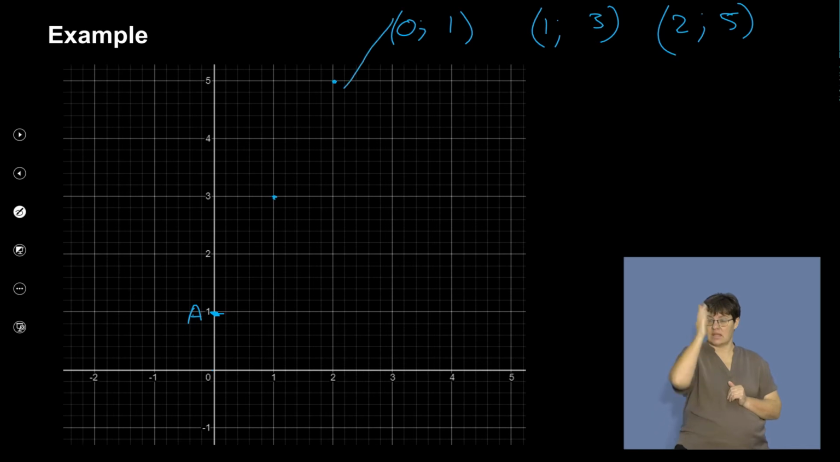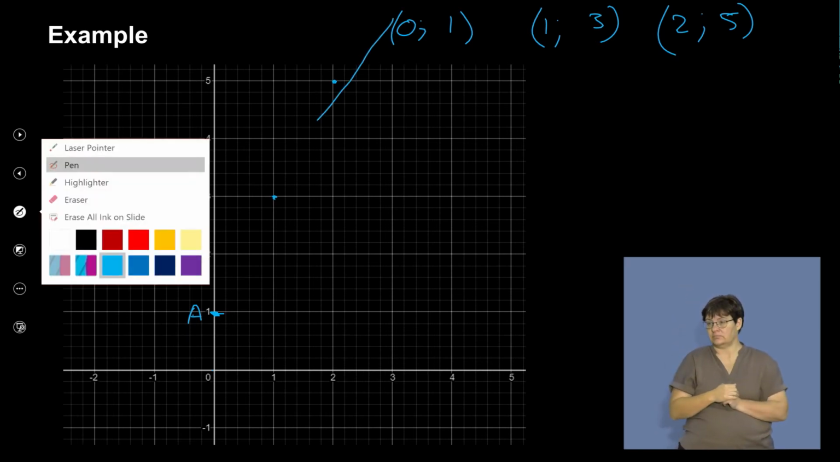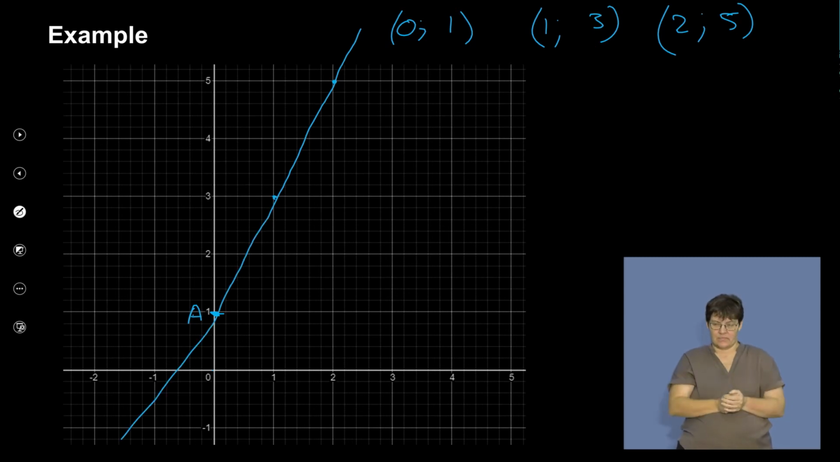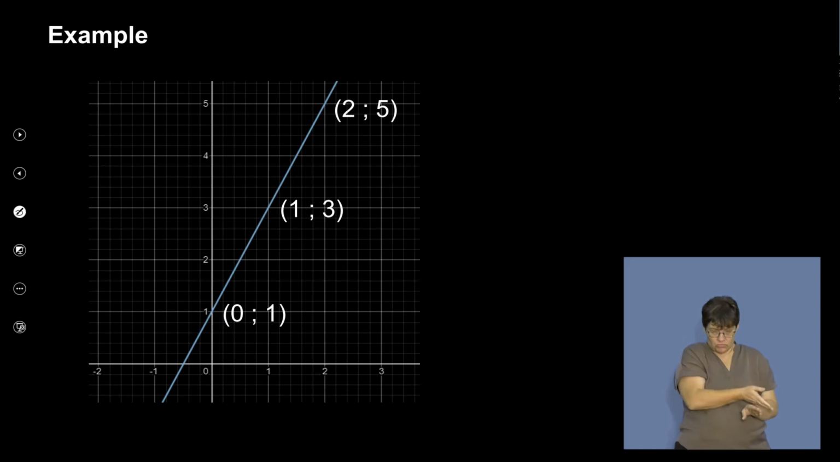And then at the end, you will need to join this with a ruler. You can see if you try to do it freehand, it will not really be so straight, right? So if you join it, it will be something like that. Now, if you use a proper ruler, it will then look like this.